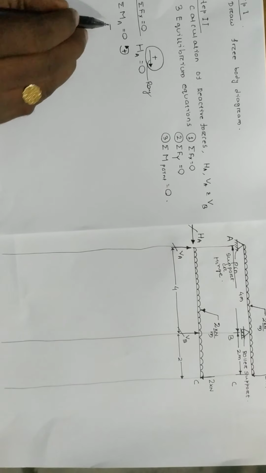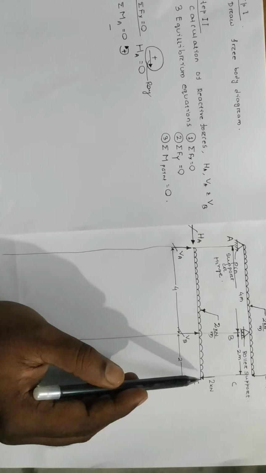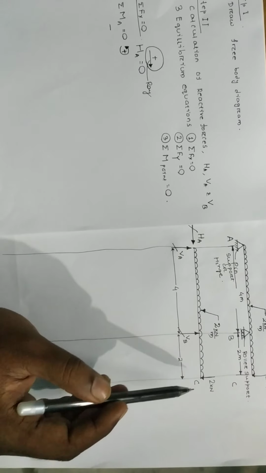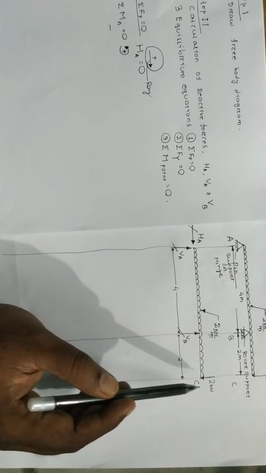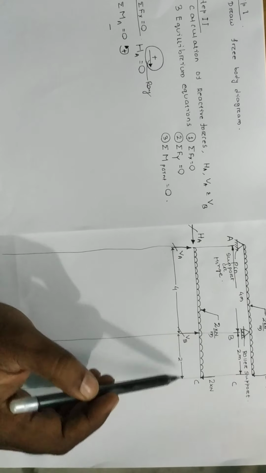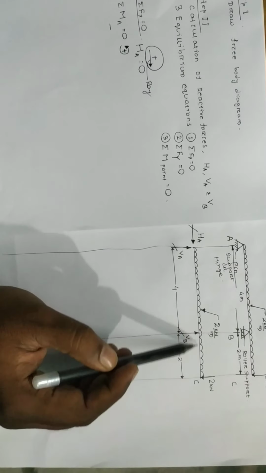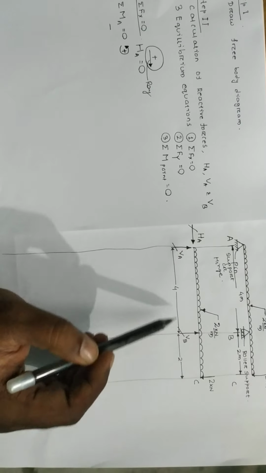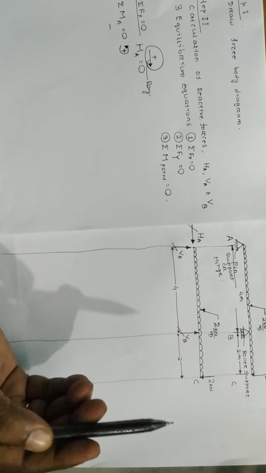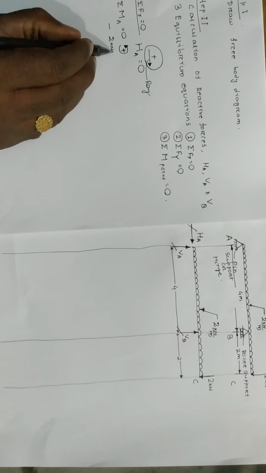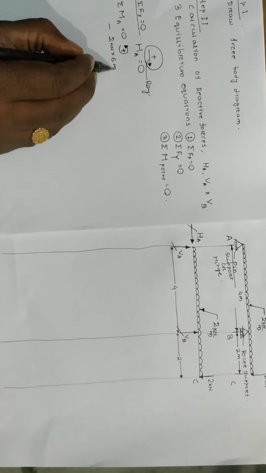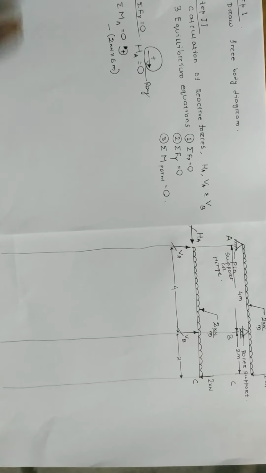So minus, what will be the force? The force is 2 kilonewton. What will be the perpendicular distance between the line of action of the 2 kilonewton force and point A? This is the vertical direction, and along this point A, this is the perpendicular distance. The length is 4 meter plus 2 meter, 6 meter. Understood? So this will be 2 kilonewton into 6 meters. That is one force over.